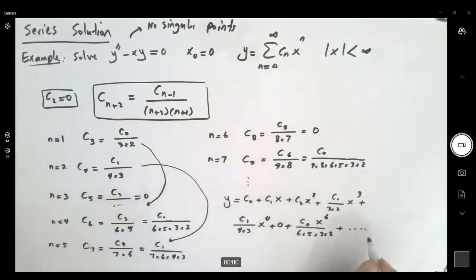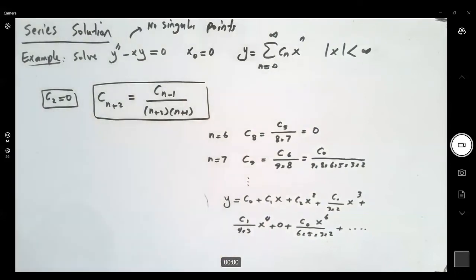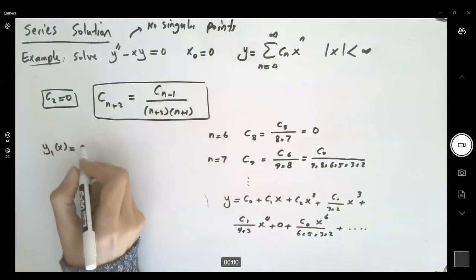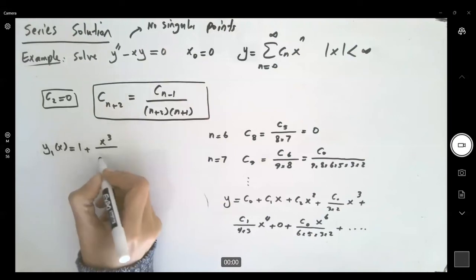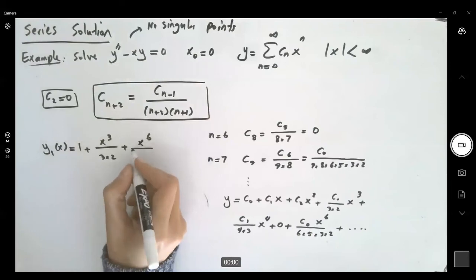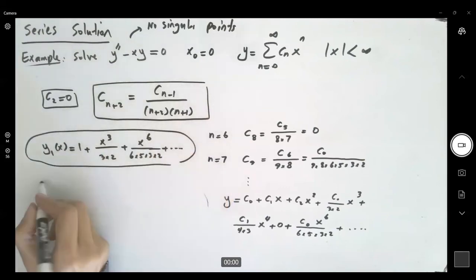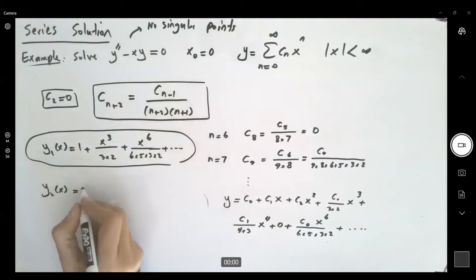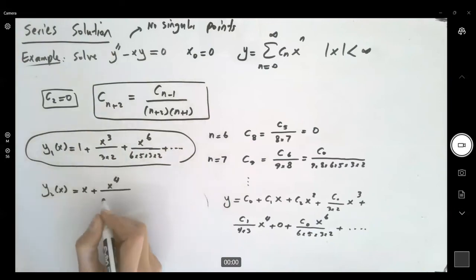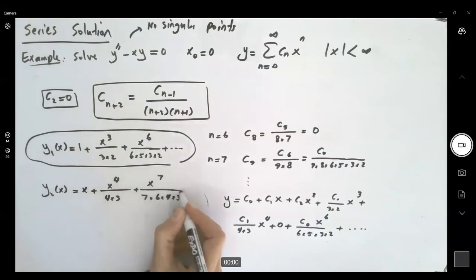What do we see here? If we try to group these together, the pattern that we are observing is as follows. y1 can be written as 1 plus x cubed divided by 3 times 2, plus x to the 6 divided by 6 times 5 times 3 times 2, plus the rest of the terms. And y sub 2 of x can be written as x plus x to the 4 divided by 4 times 3, plus x to the 7 divided by 7 times 6 times 4 times 3, plus the rest of the terms.